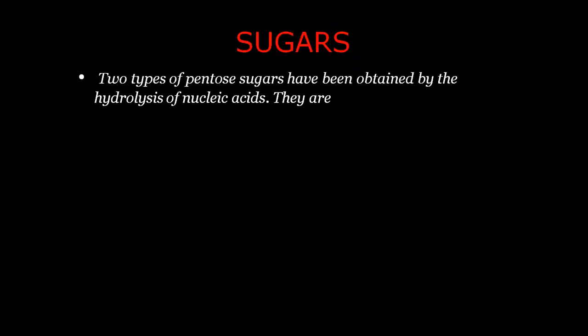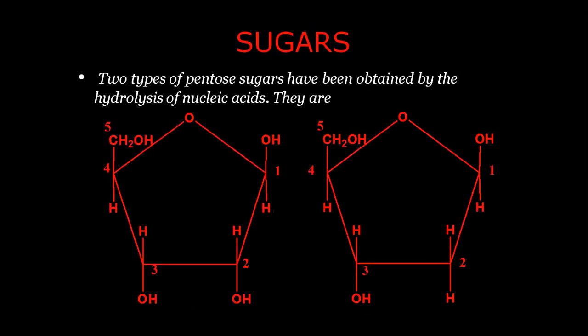Let us first go with sugar. Two types of pentose sugar have been obtained in the hydrolysis of nucleic acid. The first one is beta-D-ribose, which is present in RNA only, and the other one is beta-D-2-deoxyribose, which is present in DNA. We call it 2-deoxyribose because in the second position over here you have oxygen, and over here you don't. Deoxy, removal of the oxygen from ribose, gives you deoxyribose. This is the furanose form. We call it pentose sugar because it has 5 carbons.